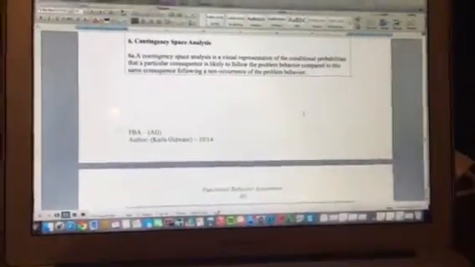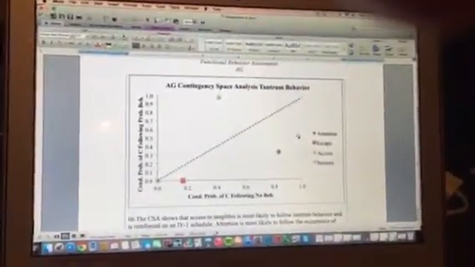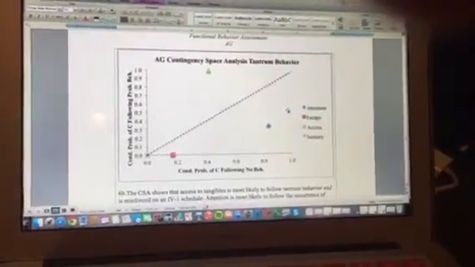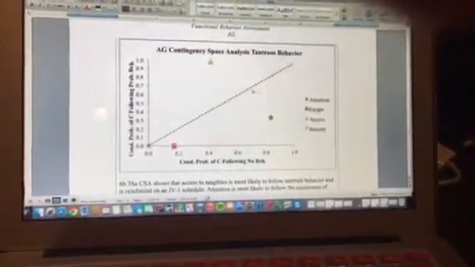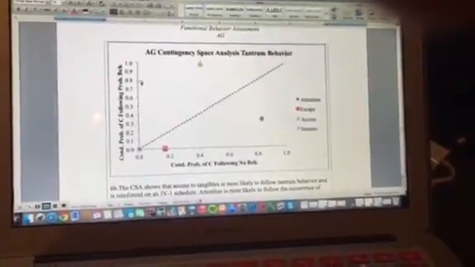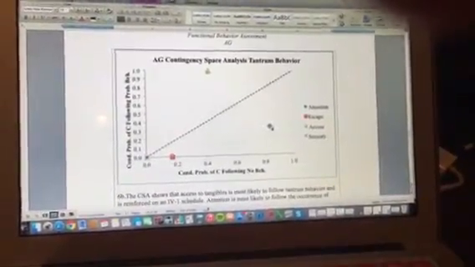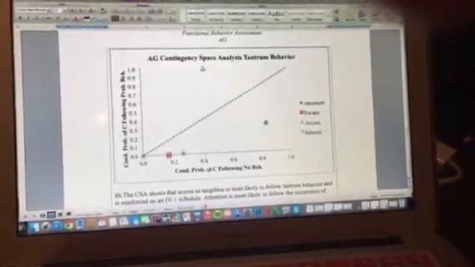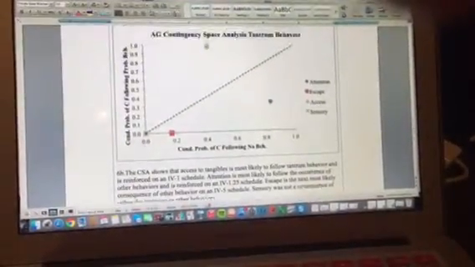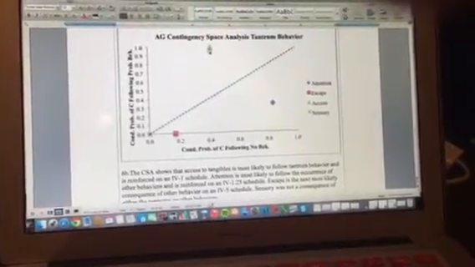So after gathering the continuous data, a contingency space analysis was conducted, and this is a graph of the contingency space analysis. What this graph shows us is how likely a consequence is to follow the problem behavior or other behaviors. Looking at this, you can see that access was 100% likely to follow the problem behavior. And attention was about 30% likely to follow other behaviors, and escape was just less than 20% likely to follow other behaviors.